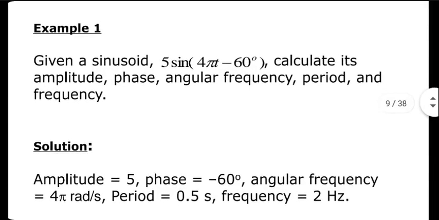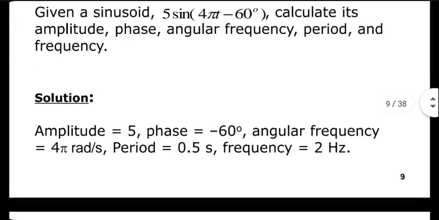Period will be 2 pi upon omega. So 2 pi divided by 4 pi seconds, and 1 upon time period will be frequency. All these answers are given right here. You should be able to work them out quickly anytime.